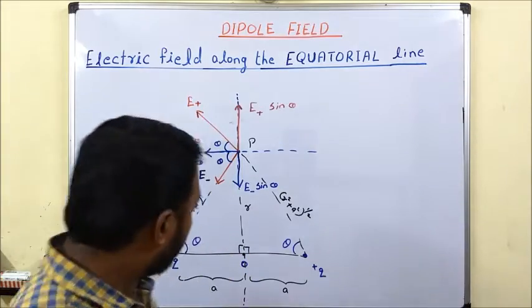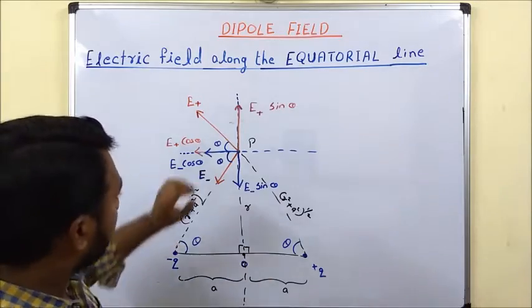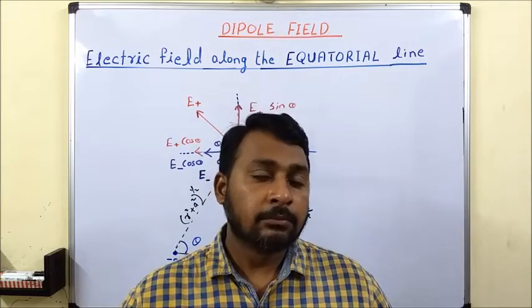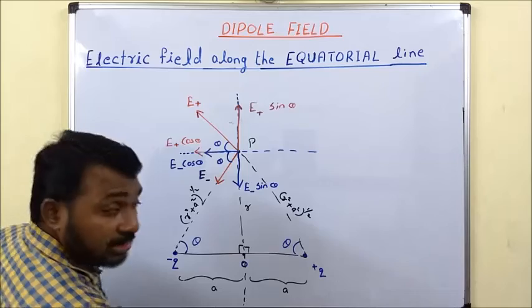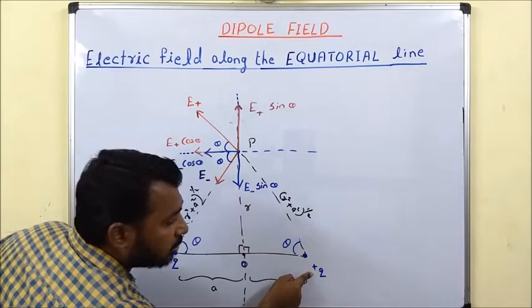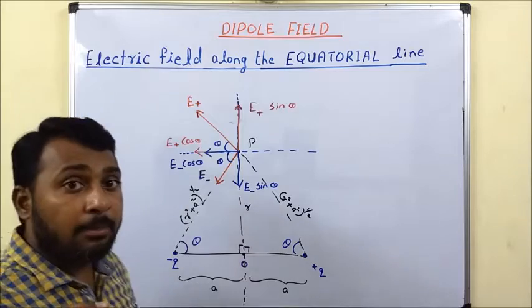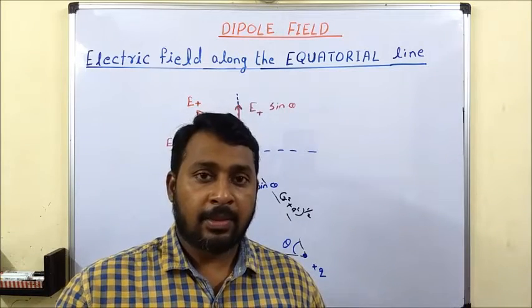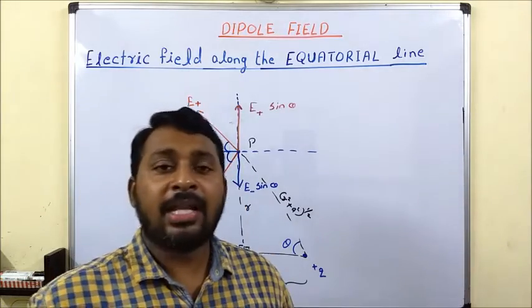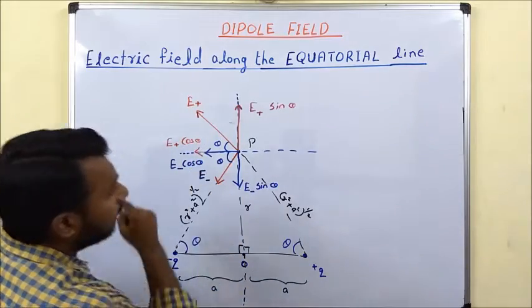Now this is very important. Look at this. The electric field at point P, due to minus Q and plus Q, the directions are different. But the magnitudes are the same. Why? Because the distance from the point charge to the point P is this, and for the positive charge also, the distance between the positive charge and point P is the same. So the magnitudes of both electric fields at point P are the same, but their directions are different.